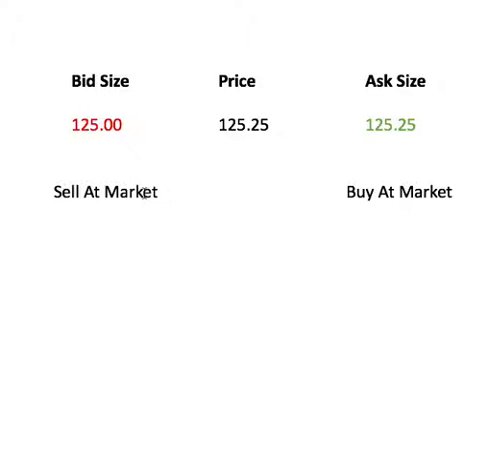If you have to get into the market for a certain reason, then you have to use market orders for all intents and purposes. If you don't have to get into the market, but you really have to get at a certain price, then you use a limit order.